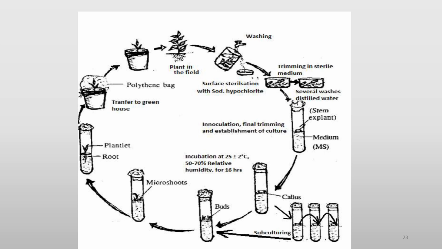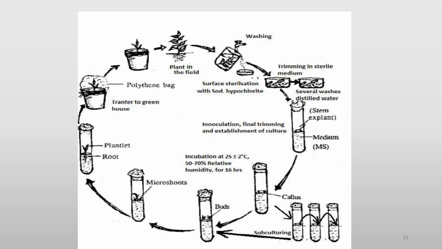So this is the picture which shows how the procedure is followed. From a plant you are taking a part, washing with sterilized sodium hypochlorite, trimming, and the explant is prepared, trimmed and sterilized, washed with distilled or sterile water, and transferred to the medium for inoculation, final trimming, and establishing the culture as we have shown. Next the callus is developed and subcultured into different media as shown in the picture and incubated at 25 plus or minus 2 degrees centigrade, 50 to 70% relative humidity for 16 hours.